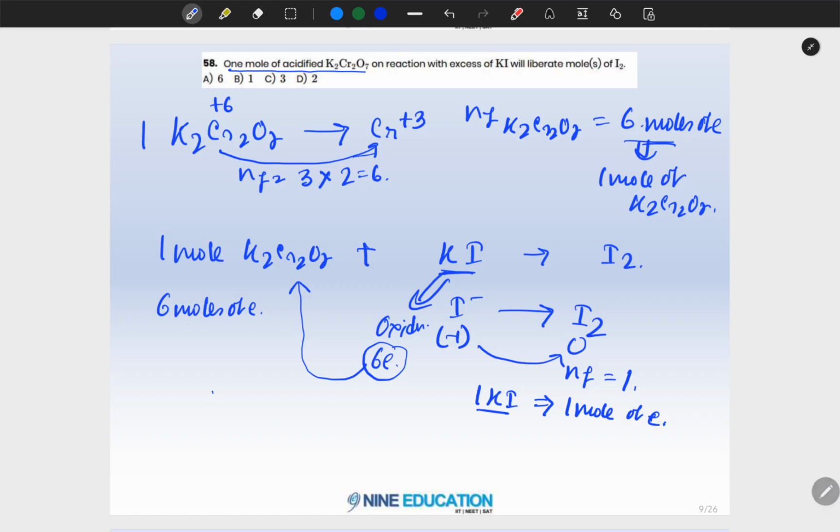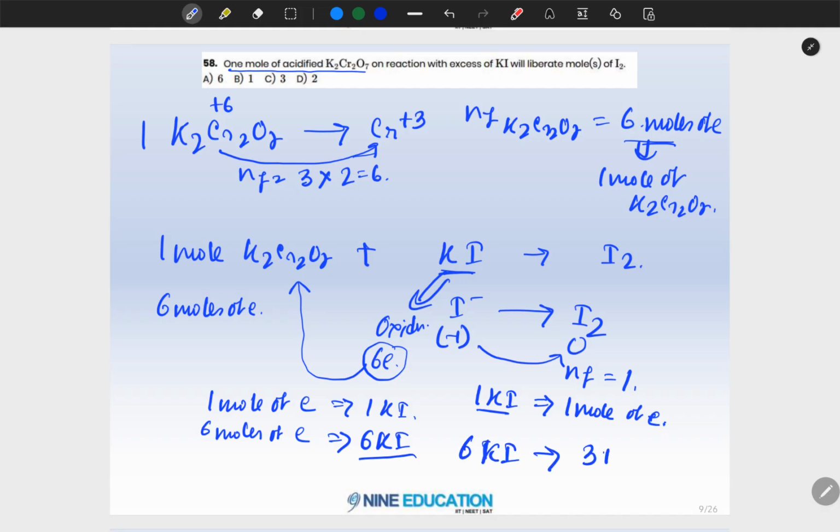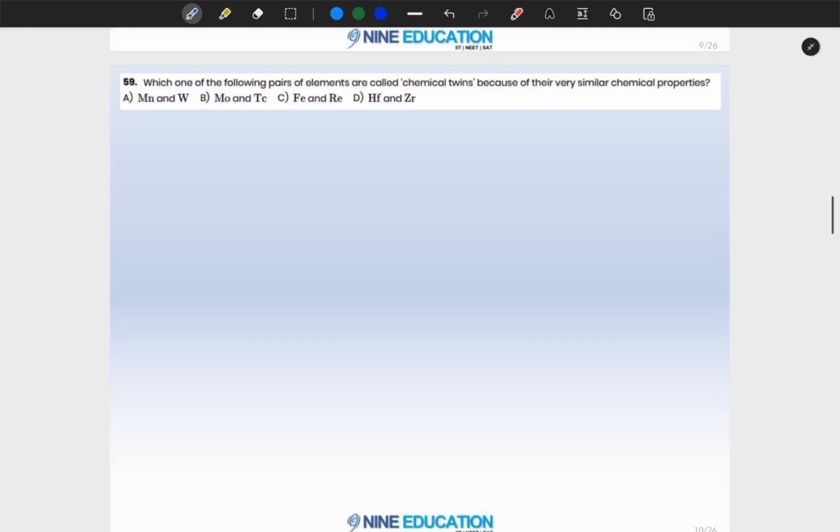For every 1 mole of KI, 1 mole of electron is involved. But in the overall reaction, 6 moles of electrons are involved. So obviously 6 moles of KI must be involved, right? So 6 moles of KI must be converted to 3 moles of iodine. So that's why 3 should be the correct answer. So C is the correct answer over here. Let's proceed to the next question.